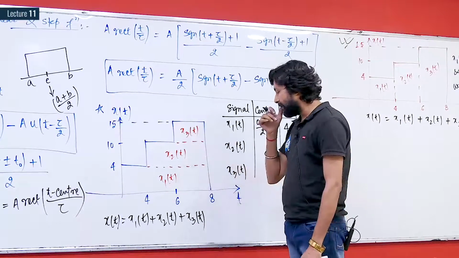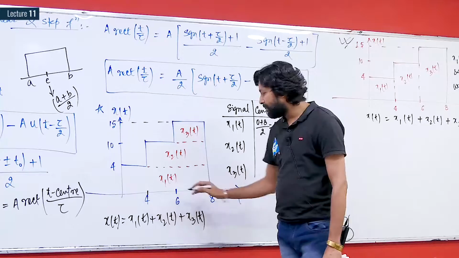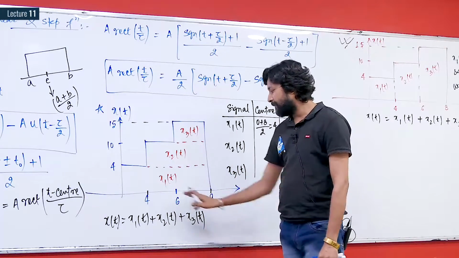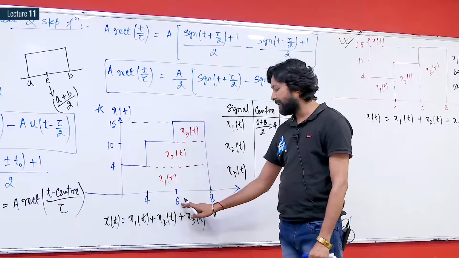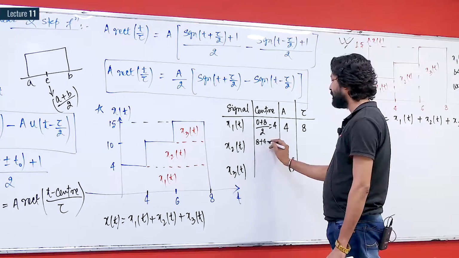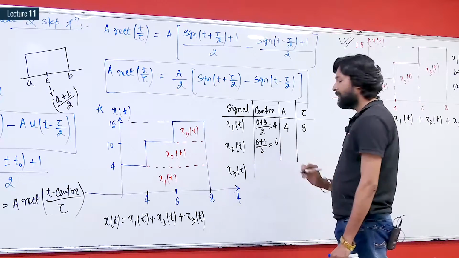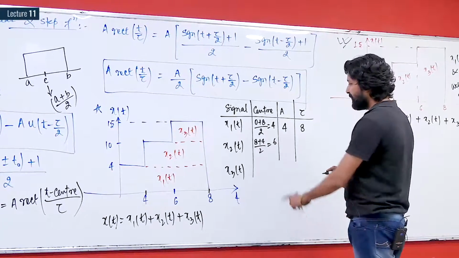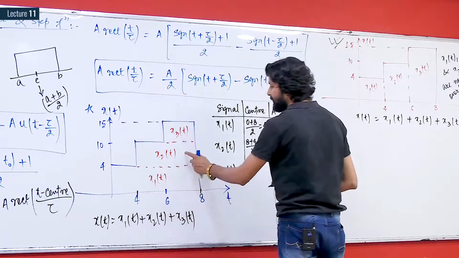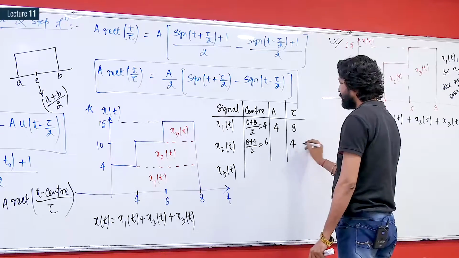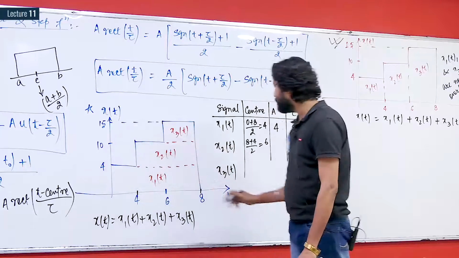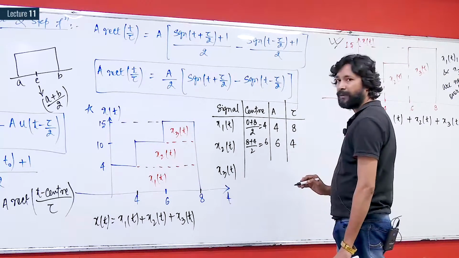Similarly, the second rectangle exists between 4 and 8. It means the midpoint of these values will be (8 + 4) divided by 2, that is 12 divided by 2, that is 6. So the center will be at 6, and the total width you can see here is from 4 to 8 seconds. Therefore the tau value for rectangle 2 is 4, and the amplitude, the difference, that is 10 minus 4, so the amplitude of this signal is going to be 6.